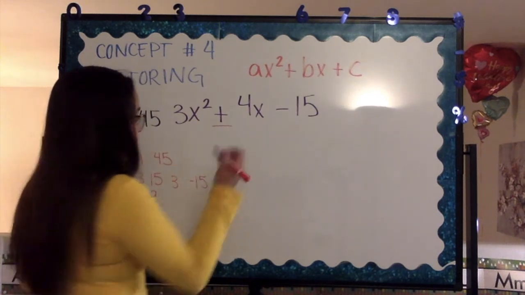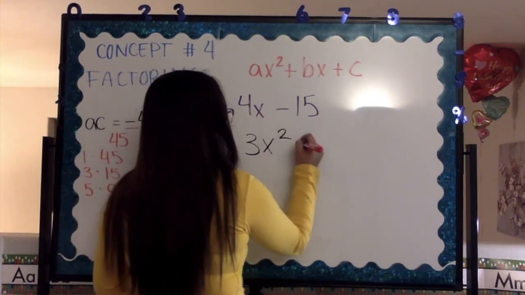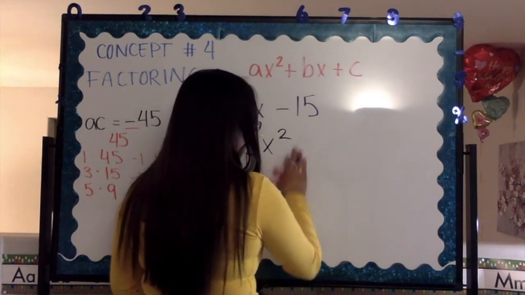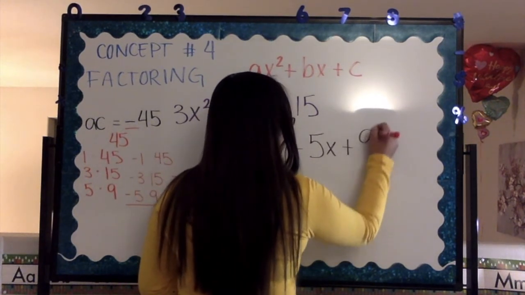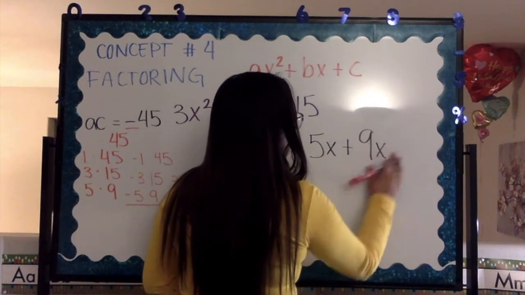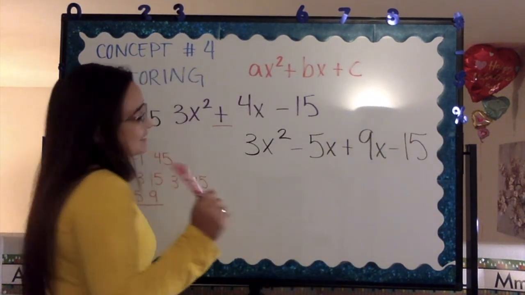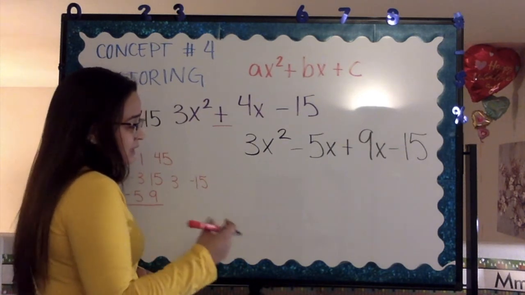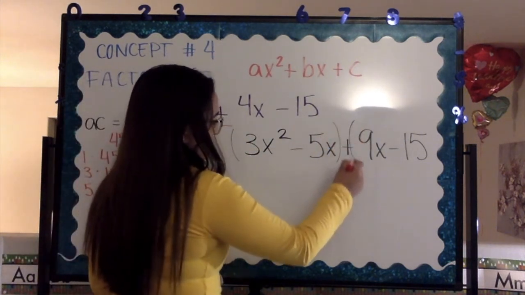So broken down, it would be 3x squared, and I can just start by putting negative 5x plus 9x minus 15. Be mindful of your signs. It's easy to get confused. Okay? Now again, we're going to be grouping this and this.